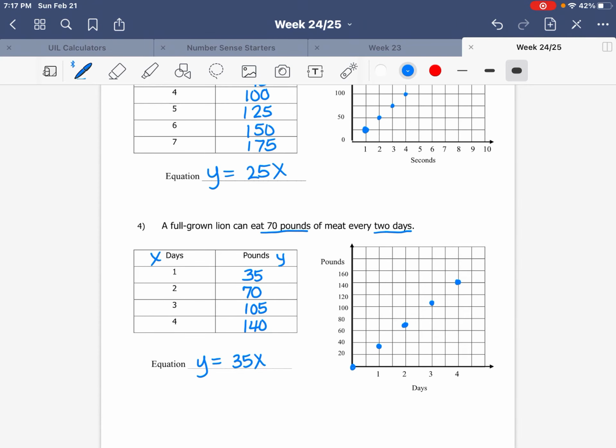All right, so there you go. Another reminder how to put a table, a graph, and an equation together for a word description.